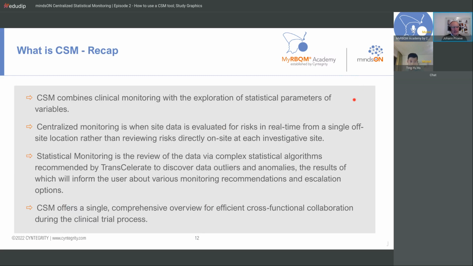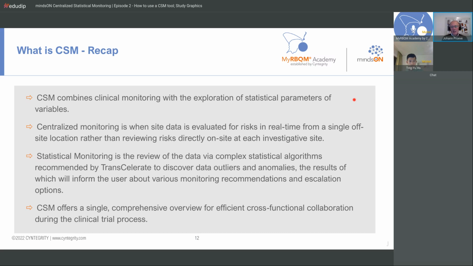So, and this is a recap to what I already said last time in the first webinar. This centralized statistical monitoring has the beauty that it combines clinical monitoring with the exploration of statistical parameters of variables. On the one hand side, we have the clinical monitoring aspect, but the monitors at the site in particular only see whatever the site generated as data. So if a site produced data for 5 patients, a site monitor may see data of these 5 patients.